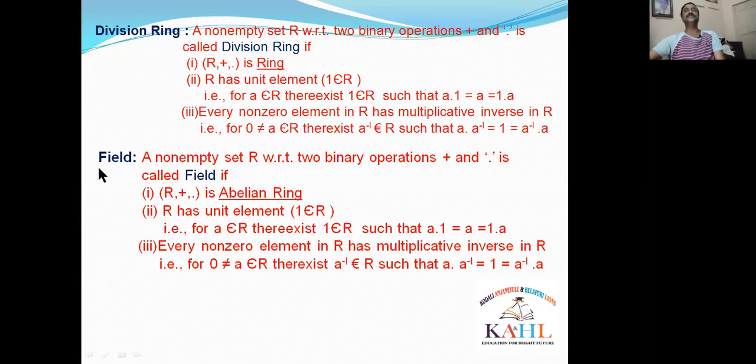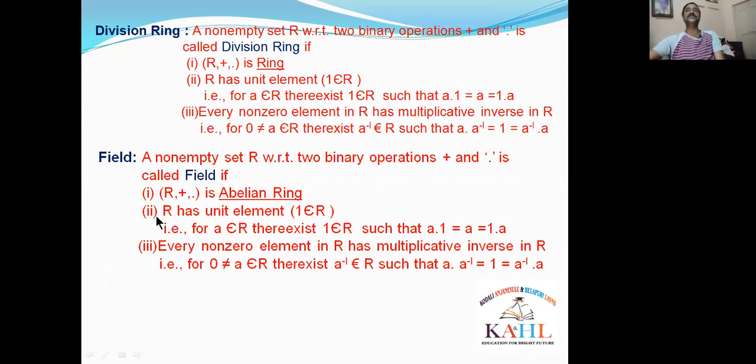Next we go to the definition of field. A non-empty set R with respect to two binary operations plus and dot is called a field if this is also true. In this definition also we have three bits. What are they? (R, +, ·) is an abelian ring. What is the difference? In the previous definition, the first bit is (R, +, ·) is a ring. In this field definition, the first condition is (R, +, ·) is an abelian ring.